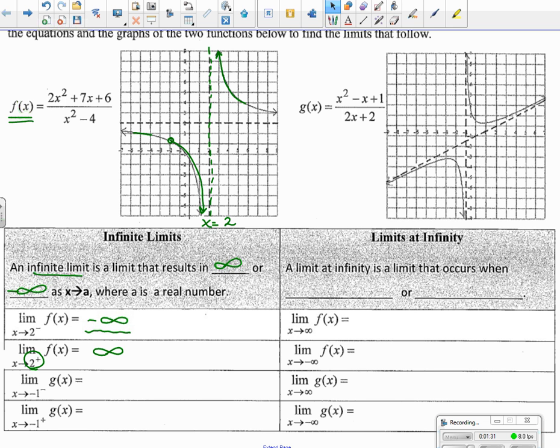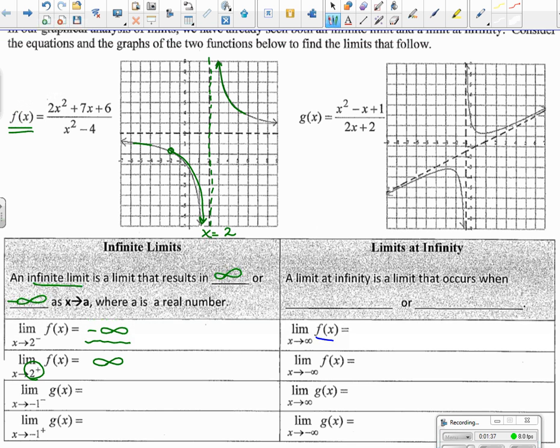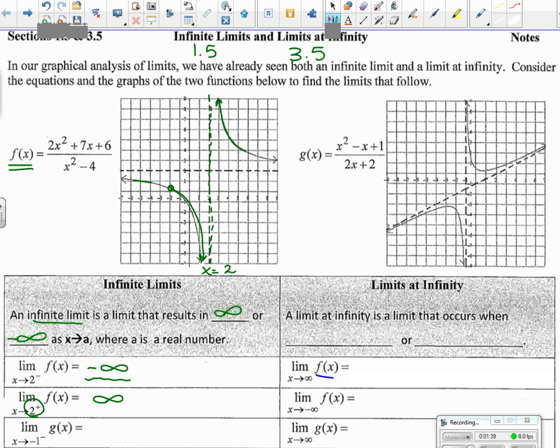Contrast that with limits at infinity, and let's go analyze the f of x function one more time, but looking at it for something a little bit different. Also, when I was doing this problem, I noticed, looking at this graph, that I had a horizontal asymptote here at y equals 2. How does that play in?